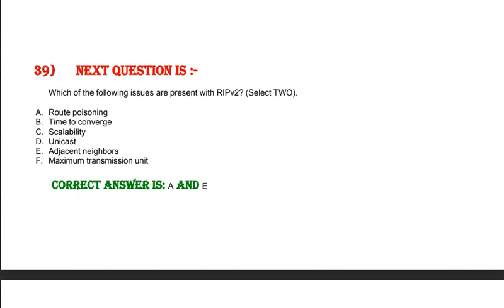Question is, which of the following issues are present with RIPv2? Select two options. Option A, route poisoning. Option B, time to converge. Option C, scalability. Option D, unicast. Option E, adjacent neighbors. Option F, maximum transmission unit. Correct answer is option A and option E.